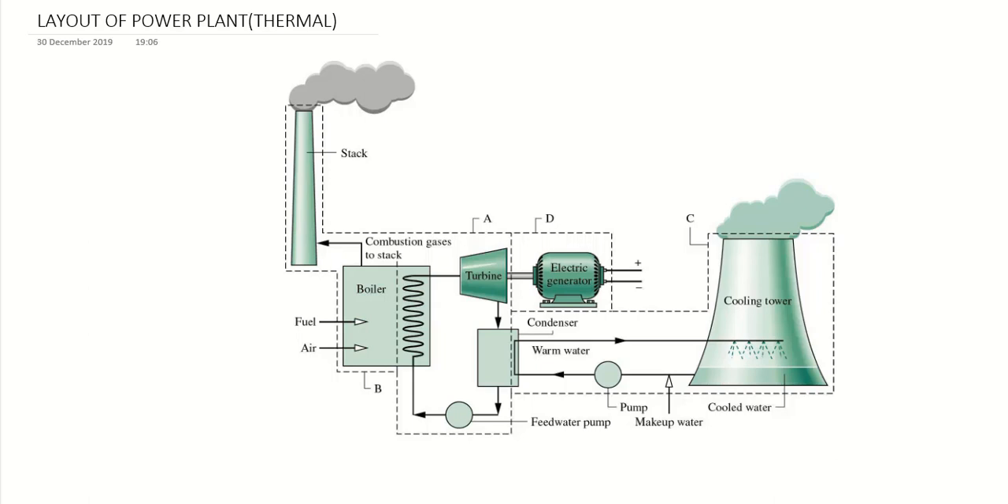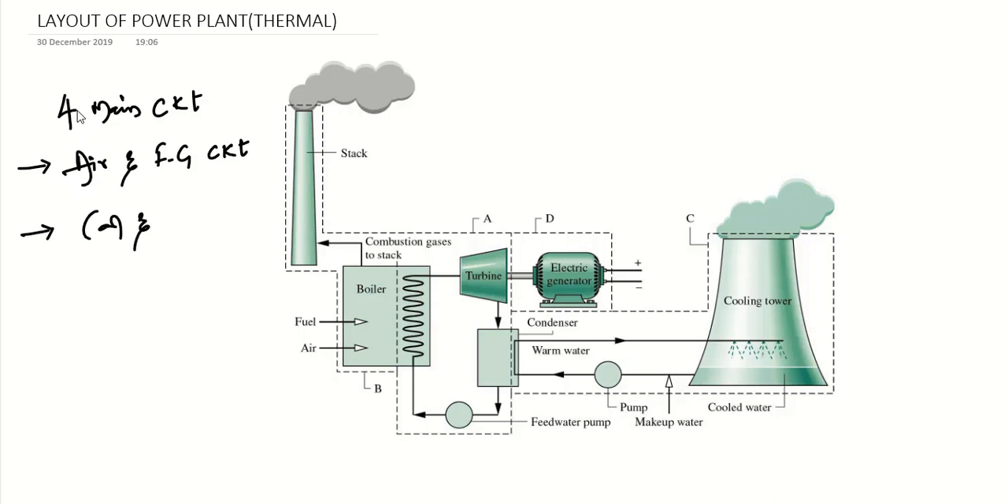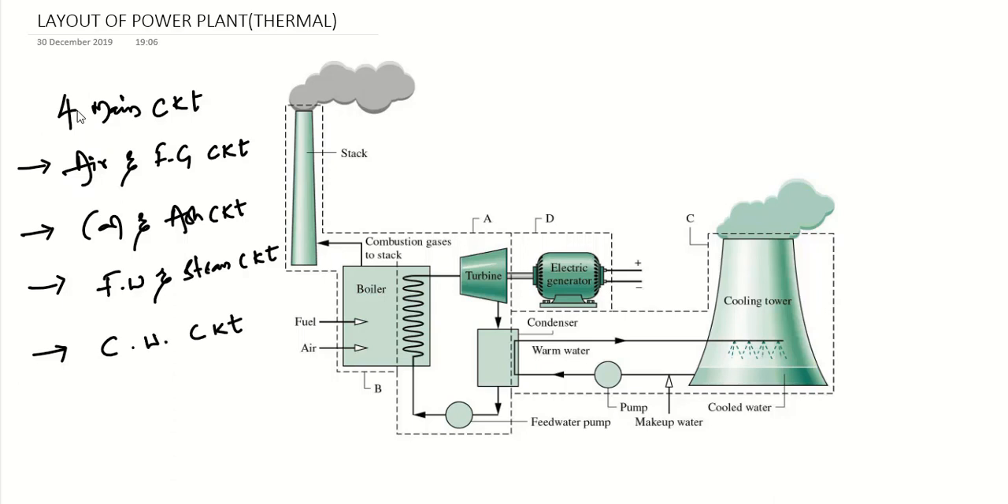Generally, a thermal power plant consists of four main circuits. They are air and flue gas circuit, coal and ash circuit, feed water and steam circuit, and the last one is the cooling water circuit. We will see this in detail.